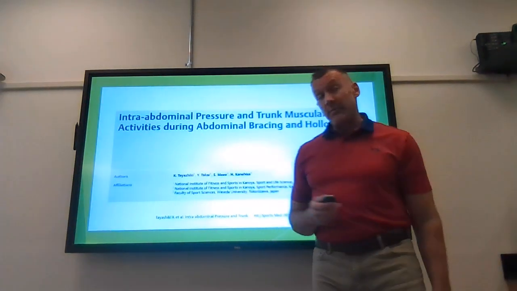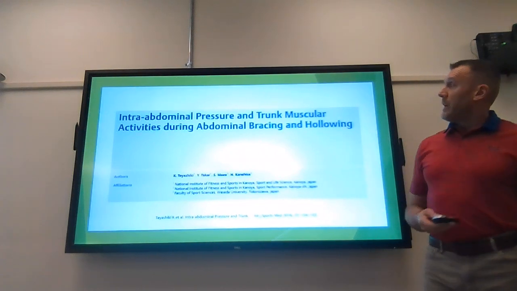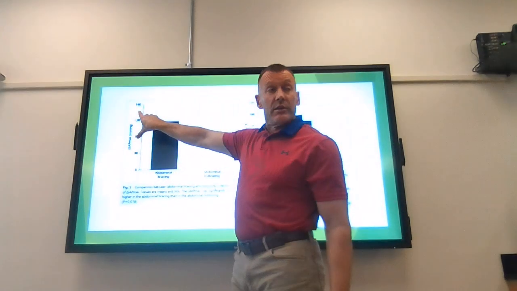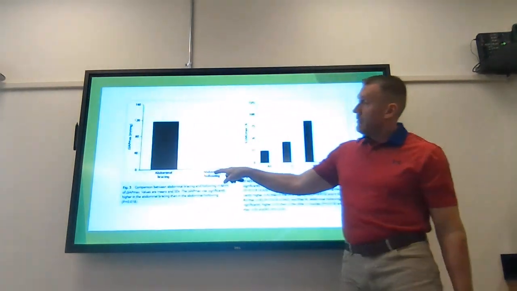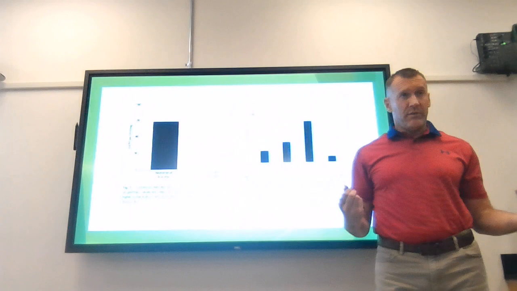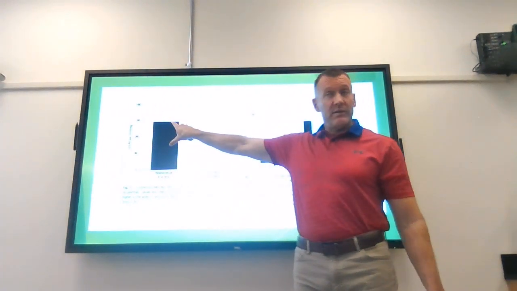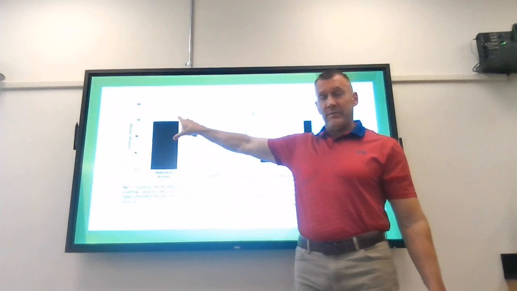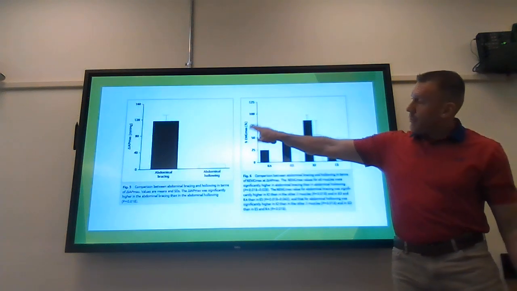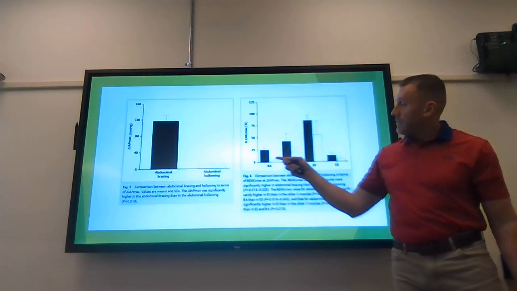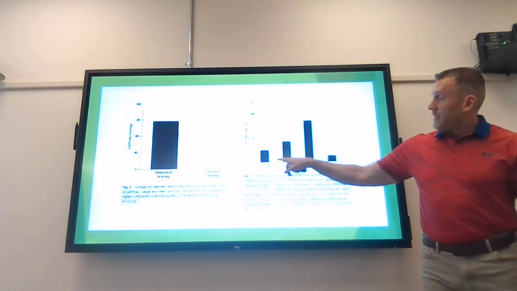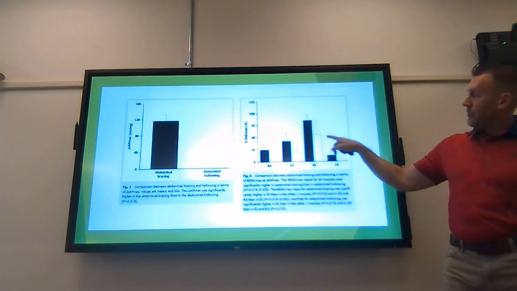Okay, so you read this article a couple weeks ago, remember? Bracing versus hollowing. Here's the change in intra-abdominal pressure with bracing versus hollowing. Obviously, if you're an athlete, you're undergoing high forces as part of your sport, you want as much stability as possible. That's going to be the bracing approach. Here's the EMG measurement, the percentage of EMG activation with the rectus abdominis, external obliques, internal obliques, and erector spinae with each of those approaches, bracing, hollowing, and so on.